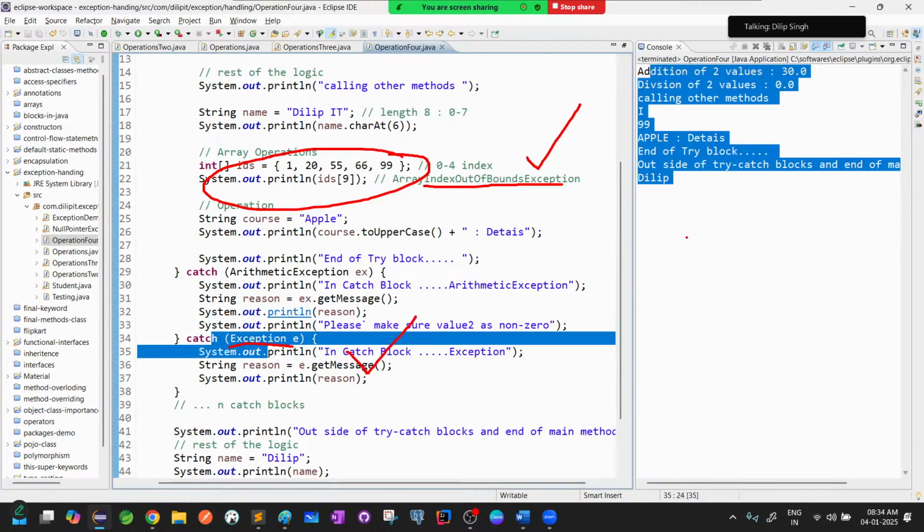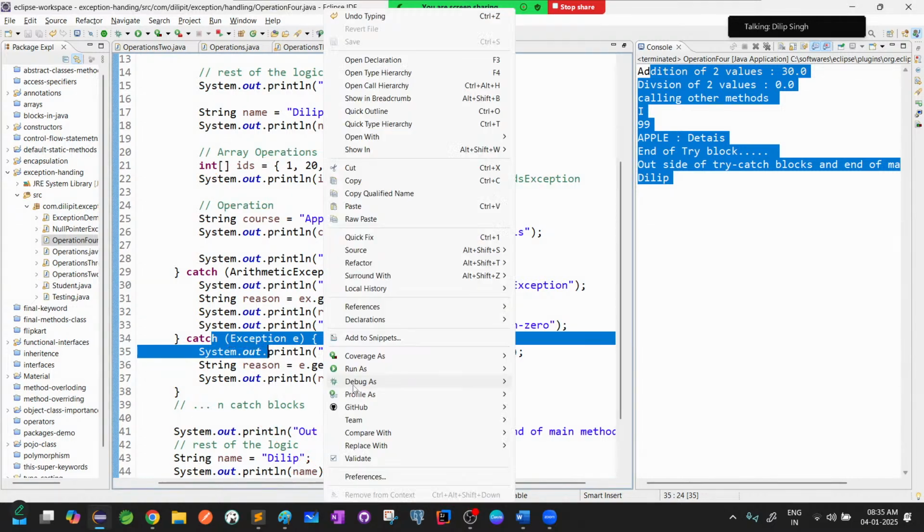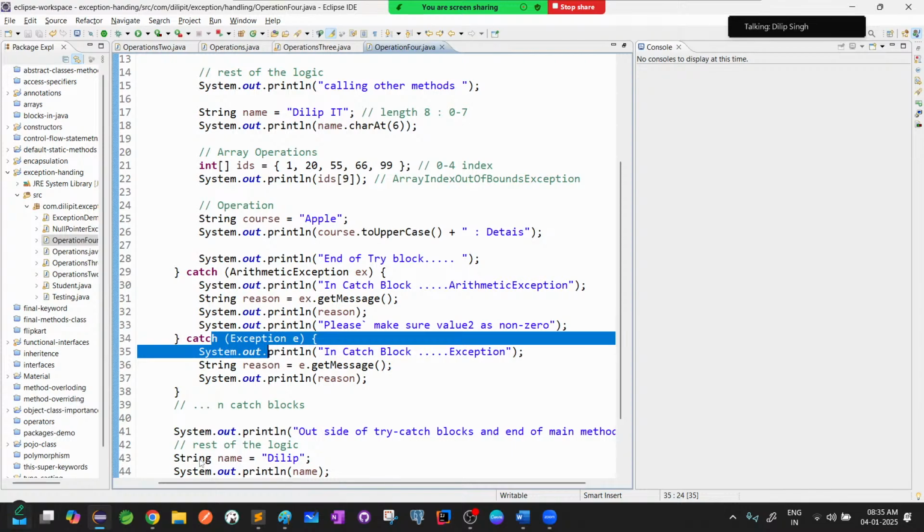Now assume the same type is not available and the parent type is not available, then the JVM throws an exception. The JVM will terminate the process. JVM will wrap up the execution flow and it will not execute this one also. So in this case, it found the parent. So that's why, run as Java application.